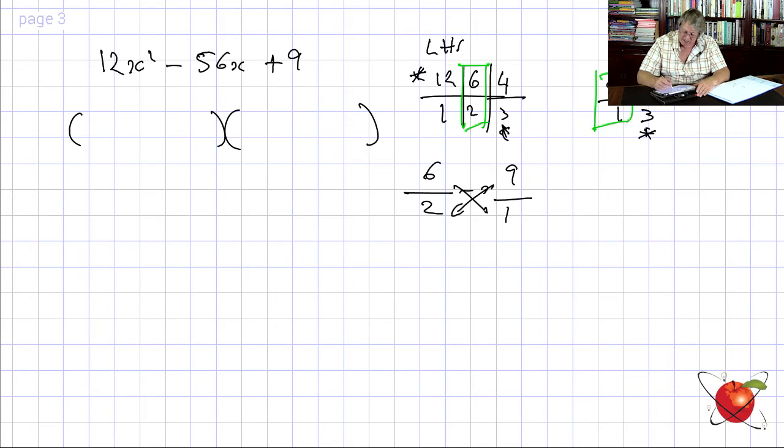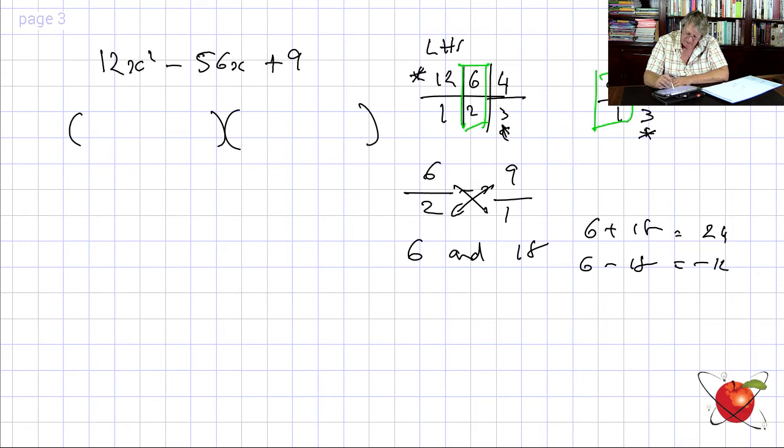Let's go. 6 times 1 is a 6 and 18. Happy with that? Let's have a look. 6 plus 18 and 6 minus 18. 6 plus 18 is 24. 6 minus 18 is minus 12. What's our target number, ladies and gentlemen? The target number is 56. Remember, I'm not worried about the minus at this point. The target number is 56. So I say, that's not right. So where have I gone wrong?